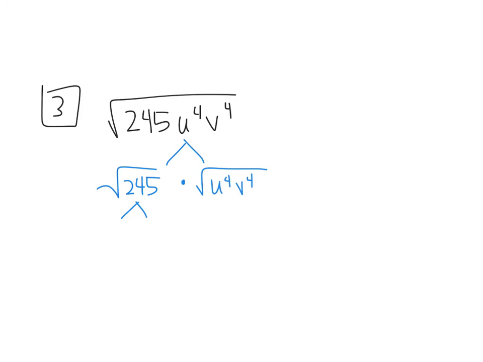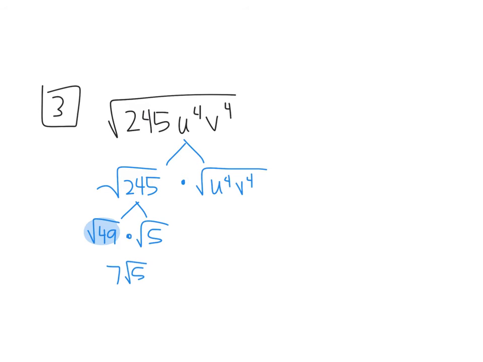Okay, you should have found that the square root of 49 times the square root of 5 gives me the square root of 245. So I can go ahead and simplify that one step further. The square root of 49 is going to give me 7 square root of 5. And now I need to go and deal with my variables.